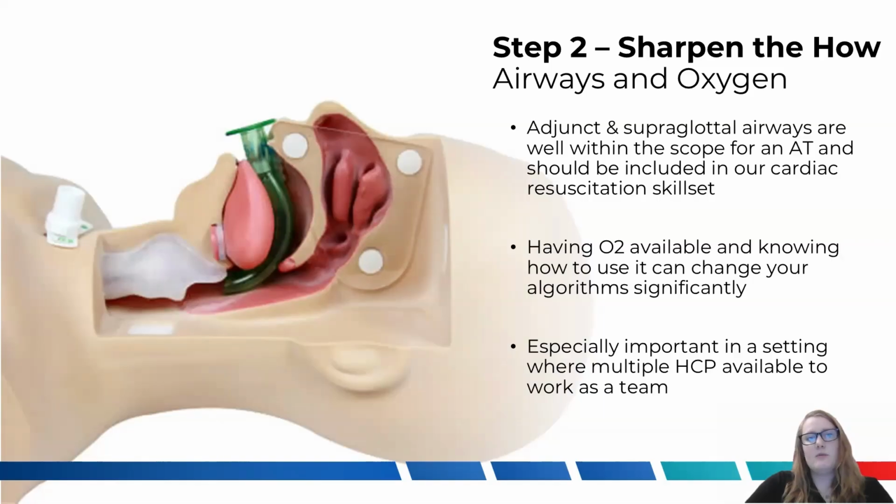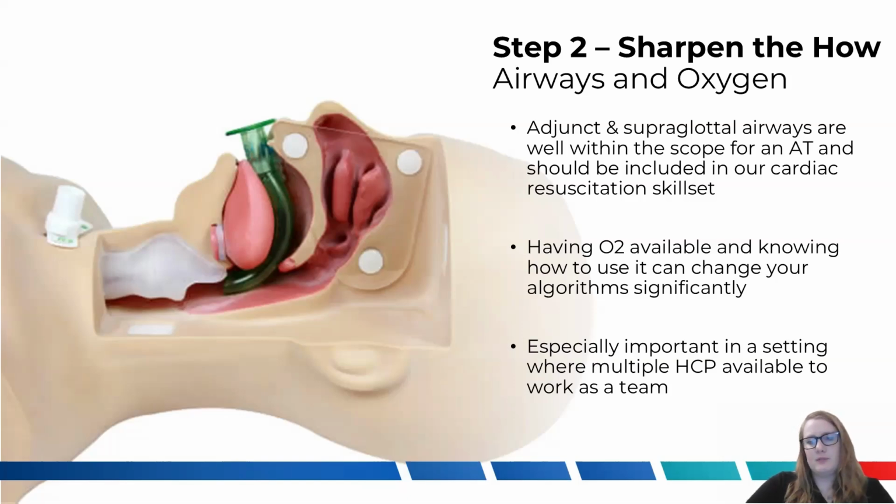This is a skill that we are really expected to be able to do, and we need to be able to do it, and we need to have it in our tool set. Having oxygen available and knowing how to use it. Having a tank is great. If you don't know how to use it, then that's useless, right? But having that around and knowing how to use it can really change your algorithms significantly and really just add a much higher level of care that you may be able to give.